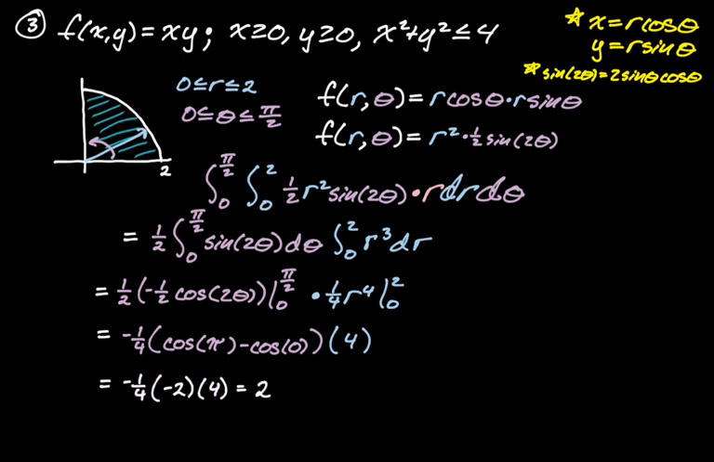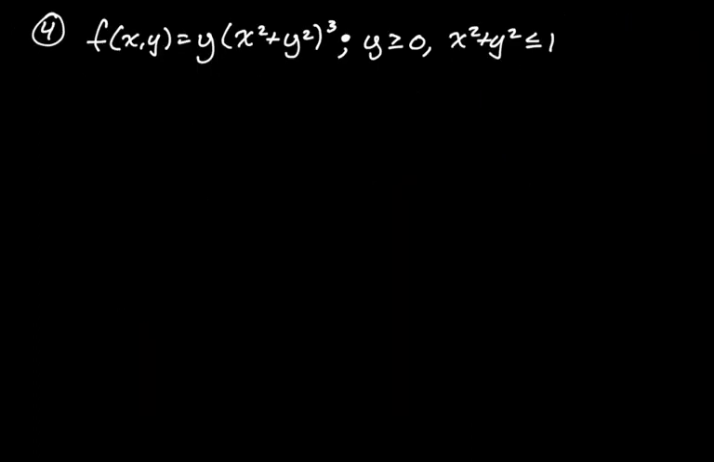You're going to get 2. There you go. That's what we've gotten. All right. Let's take a look at the next one. F of xy, they're just getting more complicated.